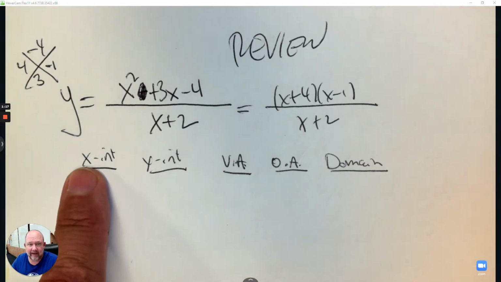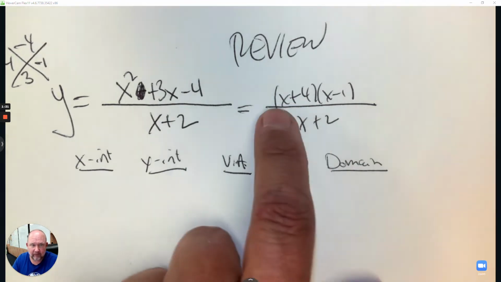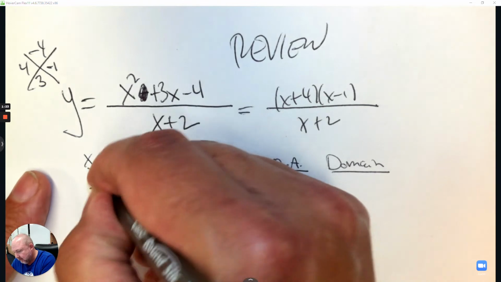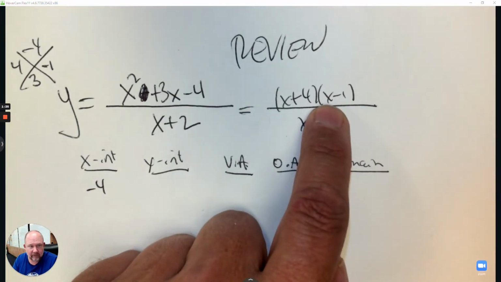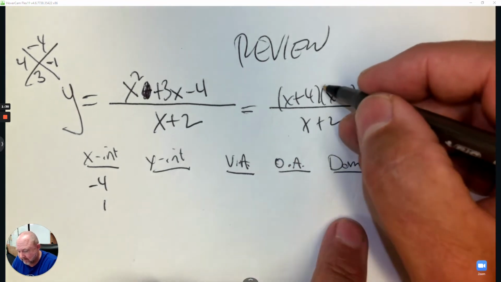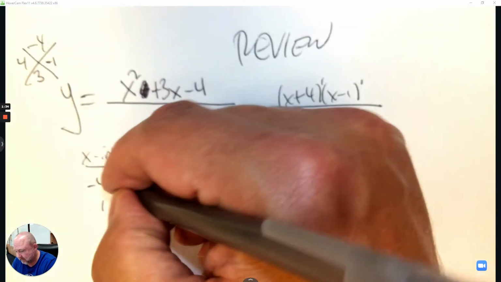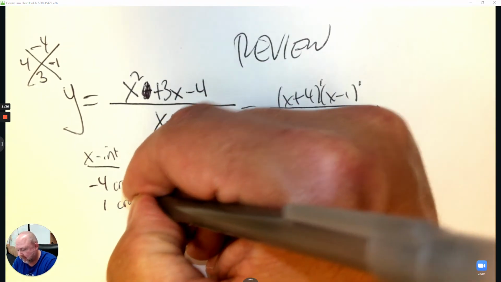So first of all, the x-intercept comes from the numerator. On top, what makes the top 0? The first factor gives -4, and the second one gives +1. You could also be really fancy and realize that the exponent on the outside of the parentheses is odd, which means that at each one it's going to cross. That's helpful for the graph.